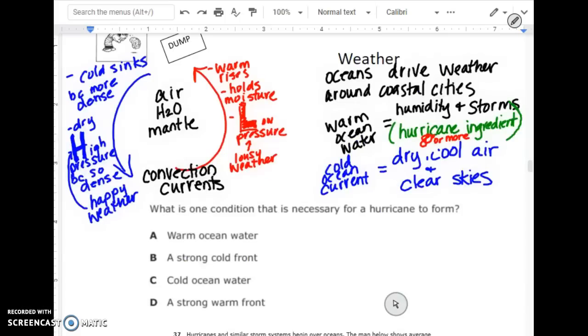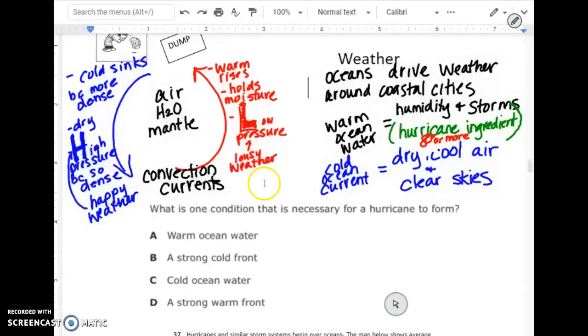All right, guys, now we're doing weather. Weather revolves all around convection currents. Cold air sinks because it's very dense. It's also very dry, with not a lot of moisture. Think about in the winter, that's when we have chapped lips and dry skin a lot more. High pressure, because it is so dense, pushes everything down, including the clouds. So it's usually very clear skies. We see an H, and we say that is happy weather.